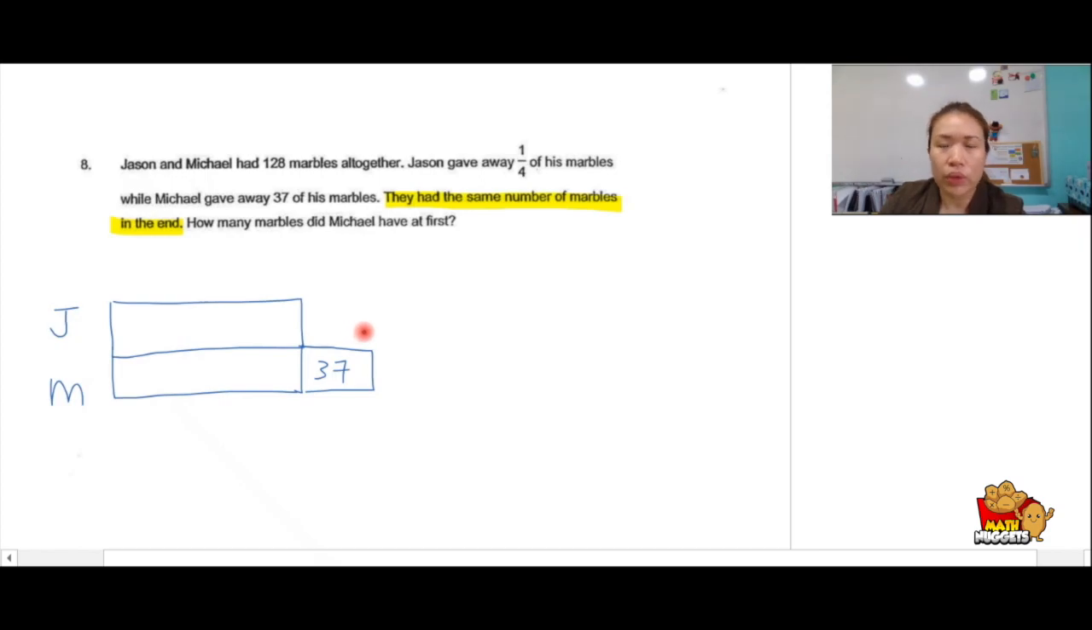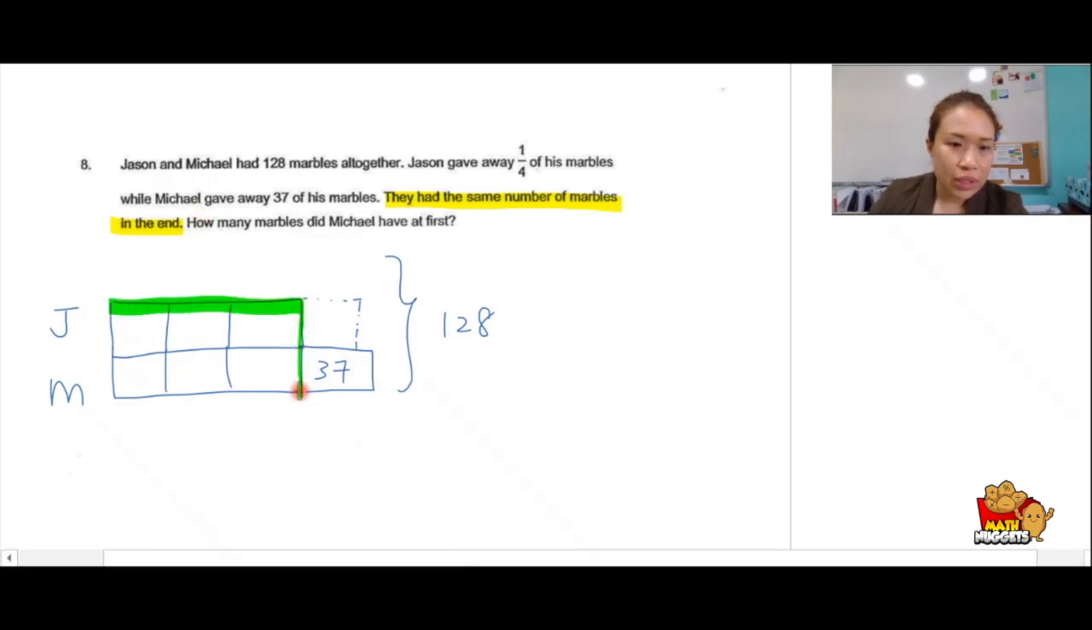And Jason gave away 1/4 of his marbles. Now you think about it. If Jason gave away 1/4 of his marbles, means he was left with 3/4 of his marbles, right? So this part left is actually 3/4. And we put back the 1/4 that he gave away. So let's extend the lines. In total, at the beginning is 128. So let me just... This was what they had in the end. Okay, the green color, we started off with that.